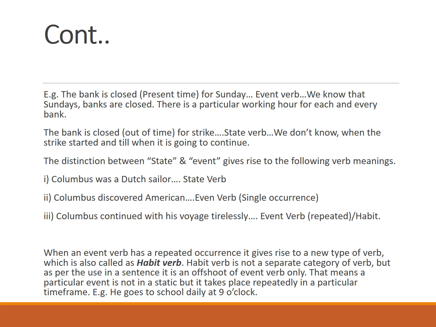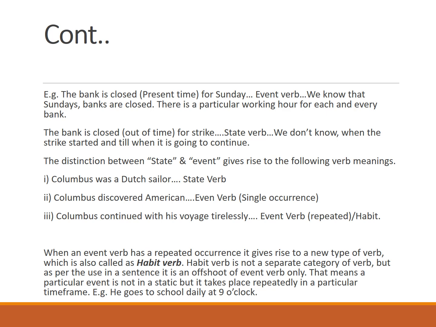The bank is closed out of time for a strike: state verb. So here is the state verb and above is the event verb. So the bank is closed out of time for a strike. We don't know when the strike started or until when it is going to continue. So here is the state verb simply.